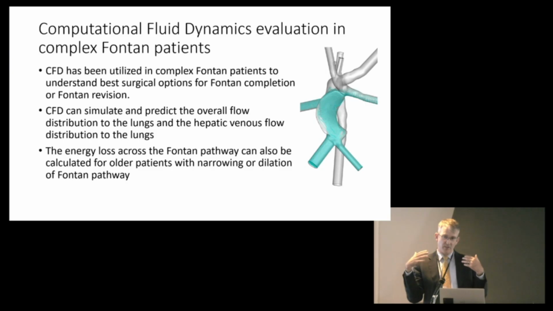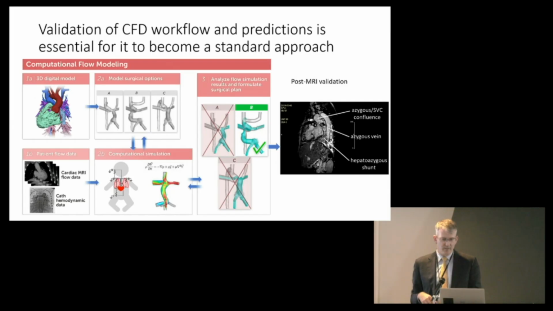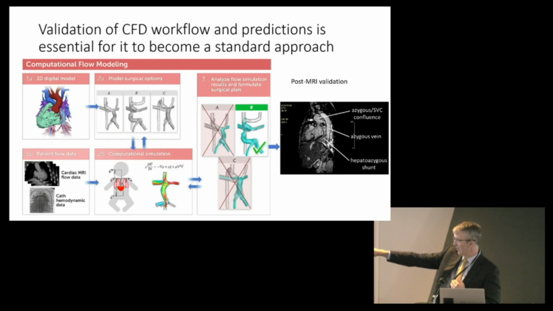With the flow simulation, we can predict both the overall flow balance to the lungs, as well as specifically the liver flow balance, the hepatic venous return to both lungs. We can also estimate the energy loss across the Fontan pathway, all elements that are really important to being a good Fontan. And so we're going to talk about our effort to not only develop but also validate this approach. As engineers, you want to be able to say what you were going to say, and have it be what actually happened. And so we've taken great lengths to show that this is really accurate in predicting what's going to happen in our patients.